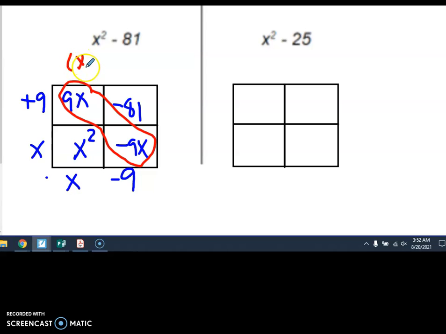So the two factors are x plus 9 and x minus 9. We call these conjugates. Or basically, they both have an x and a 9 in them, but one's addition, one's subtraction. And because of that, the middle term will always be 0.